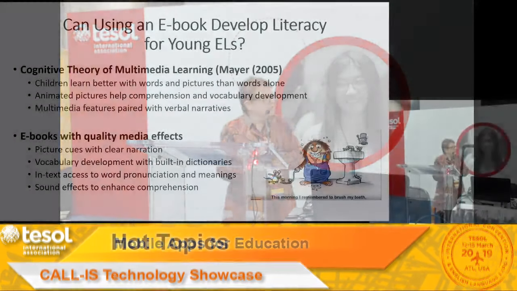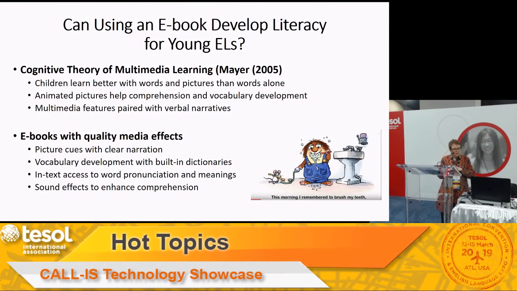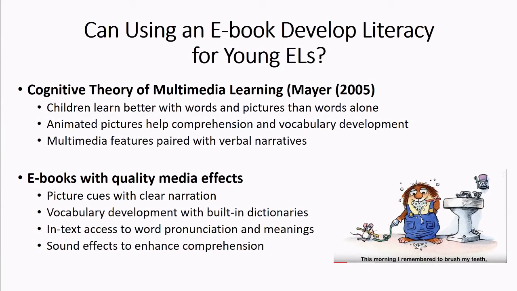So look down at the bottom of this slide, and you see Little Critter. Little Critter on this particular page is talking about brushing his teeth. He remembers to brush his teeth before he goes to bed. So everything on that page is connected to remembering. The picture cues have very clear narration, and the vocabulary has built-in dictionaries in a really good quality picture book. The sound effects enhance comprehension. You'll see this slide a couple more times, this Little Critter brushing his teeth.